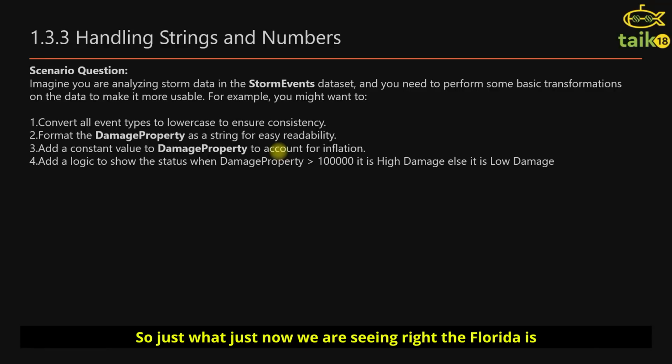So just now we have seen that Florida is case sensitive. It's not working, so we need to use this kind of logic in order to work even with case sensitive things. And then we have: format the damage property as a string for easy readability, and add a constant value to damage property to account for inflation, which you want to use for any kind of calculation here. And add a logic to show the status: when the damage property is greater than 100,000, it is high damage, else it is low damage. So we can add additional custom columns onto this particular query here.